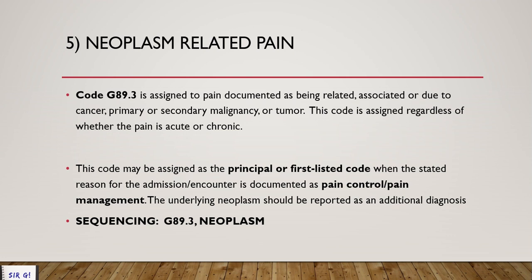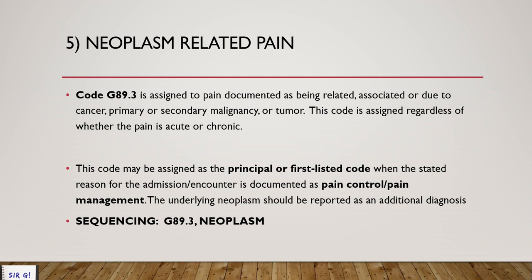Now the sequencing is very important. This code may be assigned as a first listed or principal diagnosis when the stated reason for admission is pain control. Remember that? It is still a part of G89. If the reason for encounter is pain control or pain management, you still need to code G89.3. And also you need to code the neoplasm, just to identify the whole scenario that the pain is related to your neoplasm.